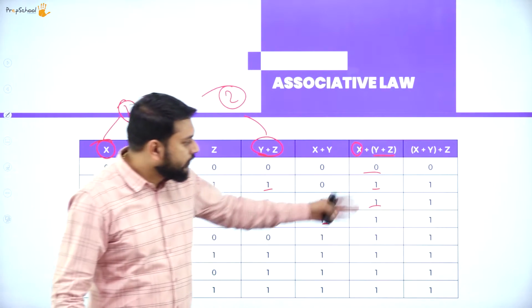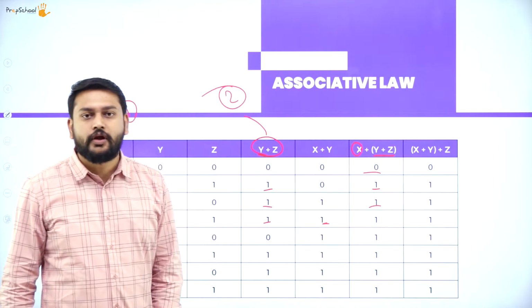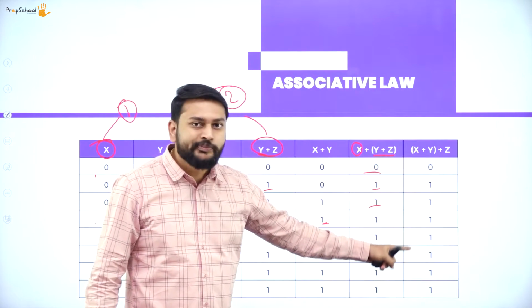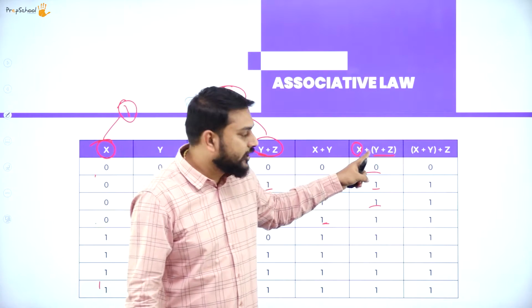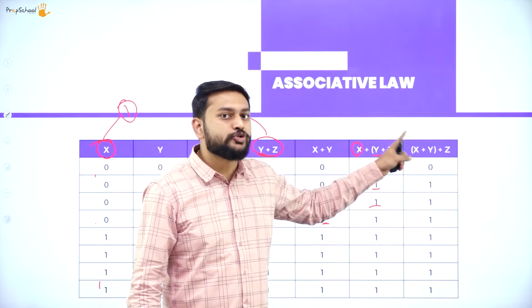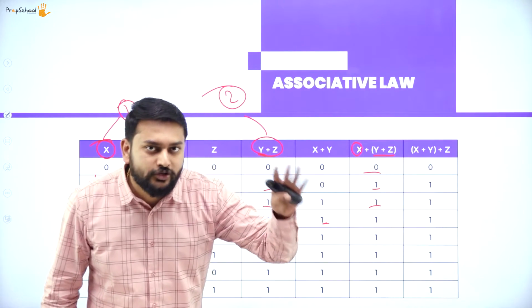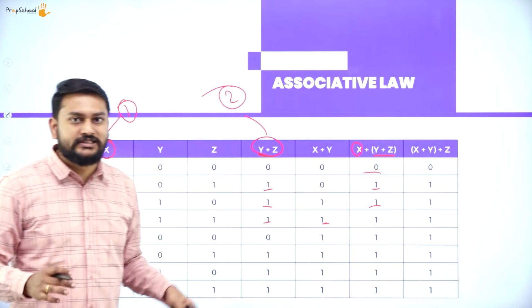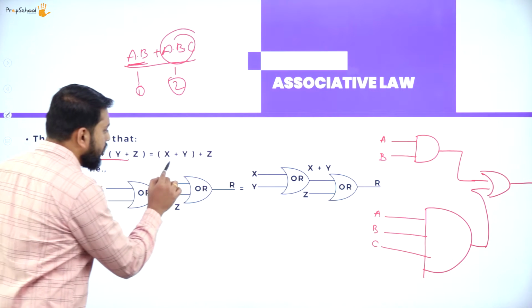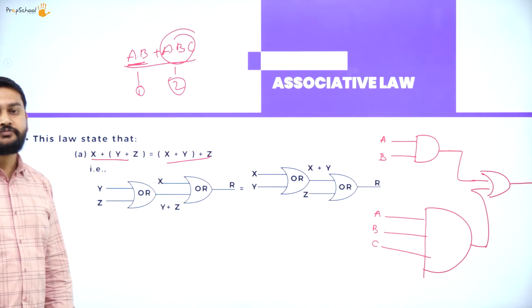The same way you will calculate for this also. Alright, so please observe, am I getting the same value here? Am I getting the same value? x plus y plus z is equal to x plus y plus z. So that's what you need to remember. Is it equal? Yes. Hence, it is proved. Whatever the values that I have here, the same value I have there.